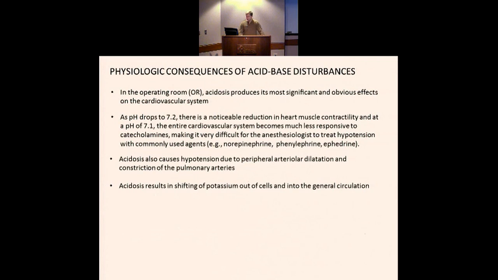If you have people, we run blood gases a lot of the time, making sure this doesn't happen. If you ever have someone asking for vasopressin, it's because the ephedrine they're giving isn't working, because that acts on catecholamines, and the epinephrine they're giving also works on catecholamines. So basically, if the pH gets that low, those medicines won't work. Vasopressin works on a different receptor, so that's why they're asking for that. Acidosis also causes hypotension due to peripheral arterial dilation, and it results in shifting potassium out of the cells. So, not good stuff.